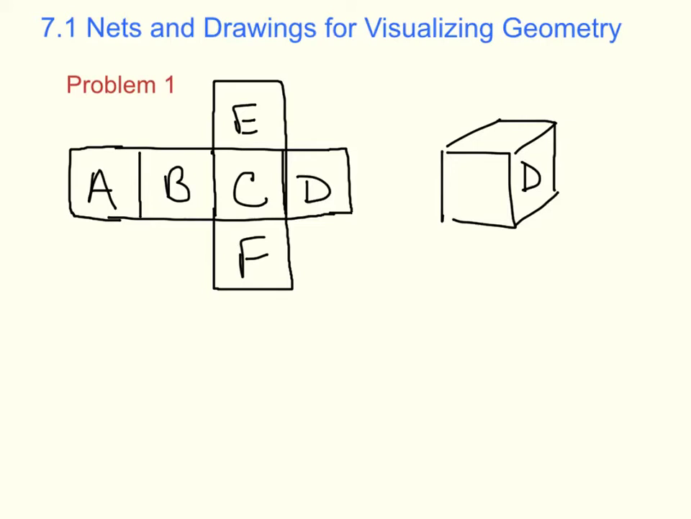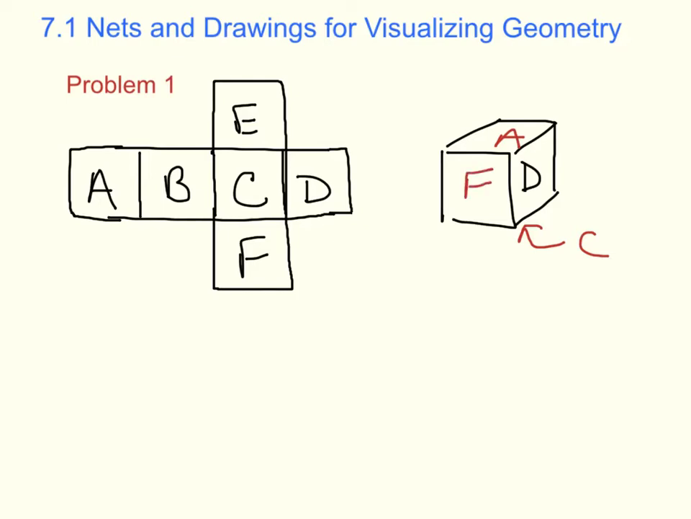The net at the right folds into the cube shown beside it. Which letters would be on the top and on the bottom? So if you look at, for example, A, B, C, D, E, D's on the right, what letter would be on the top? It should be letter A. What letter would be on the bottom? It'd be letter C. What letter would be on the front?